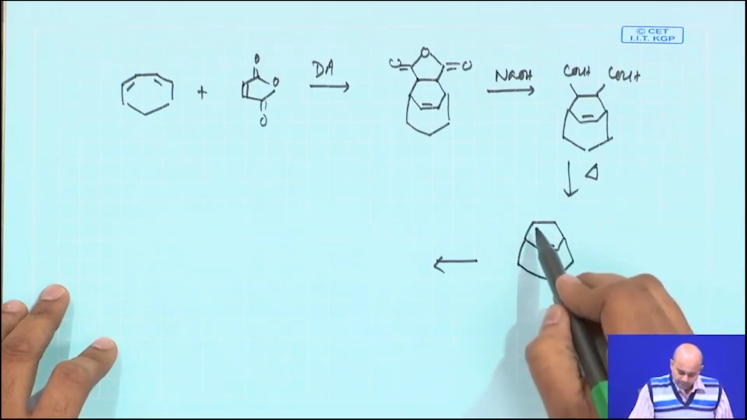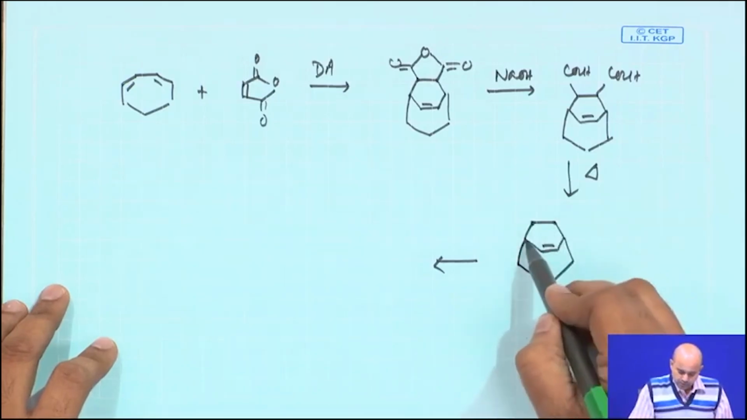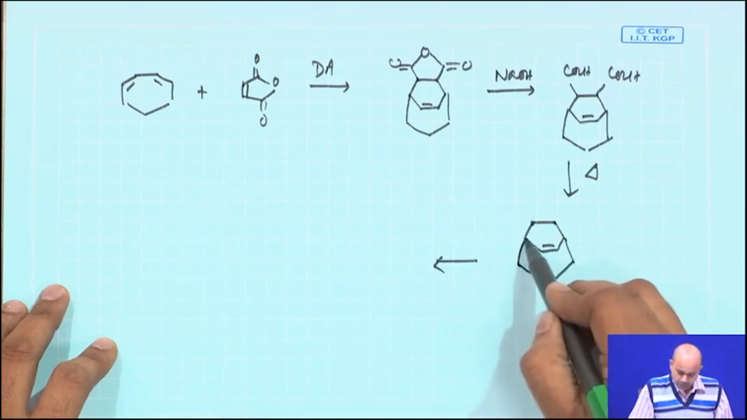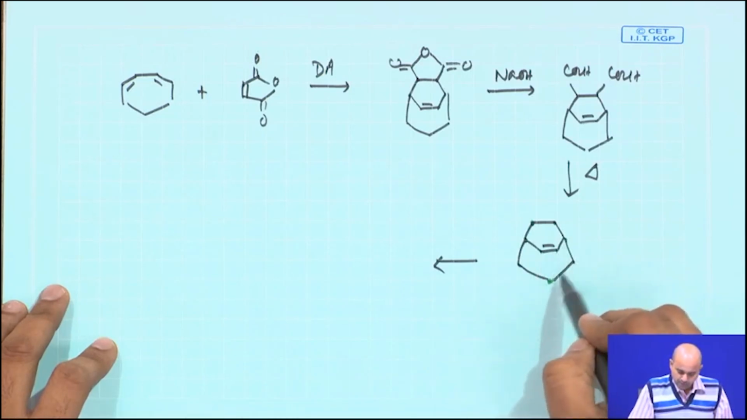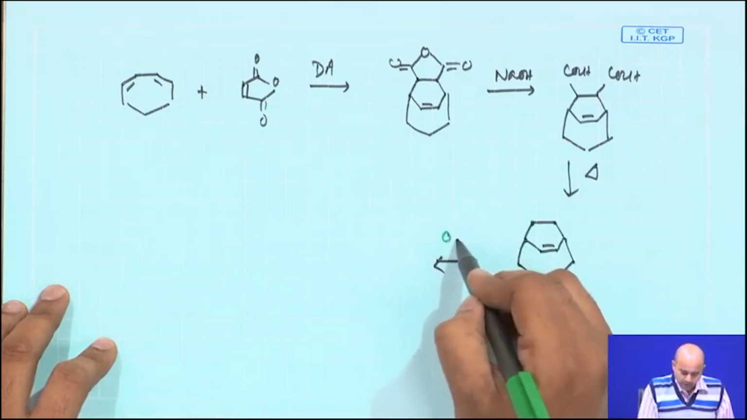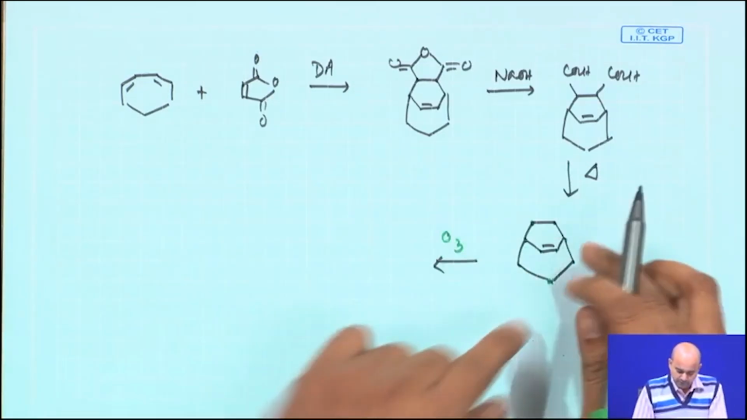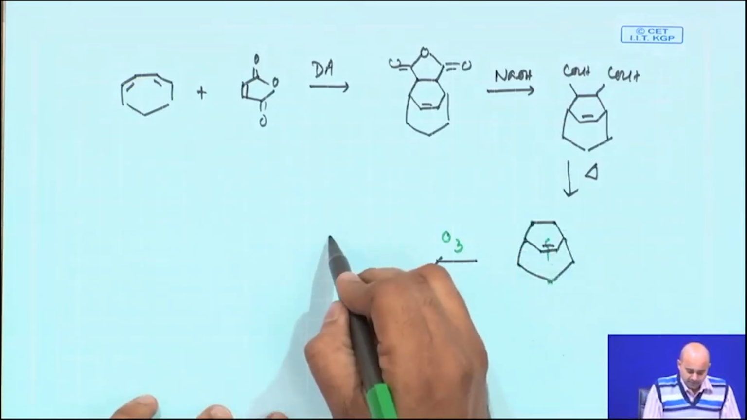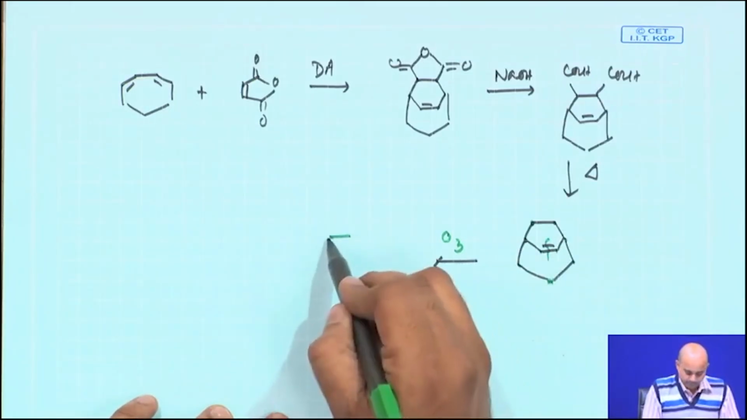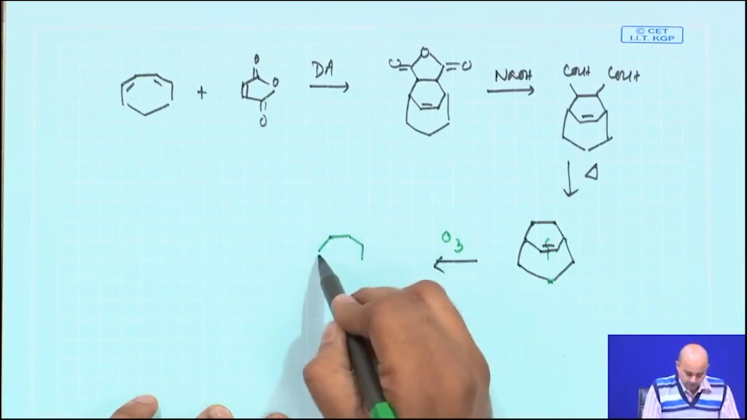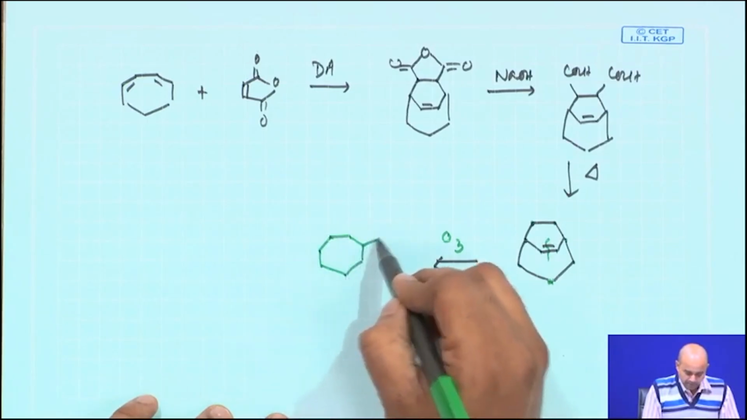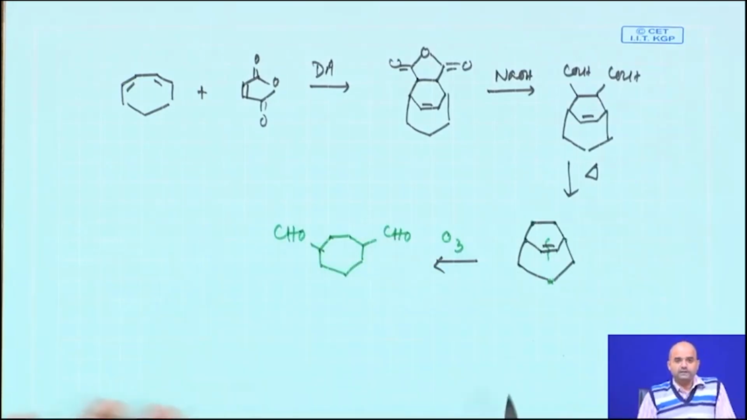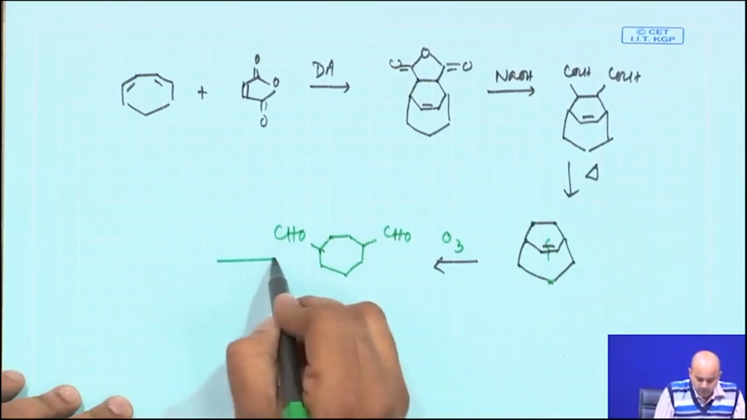Now, see this: 1, 2, 3, 4, 5, 6, 7, even this ring also 1, 2, 3, 4, 5, 6, 7. Now, you are doing an ozonolysis reaction. So, ozonolysis basically clips this particular bond, and if it clips this particular bond, you will now get this compound, is it not?